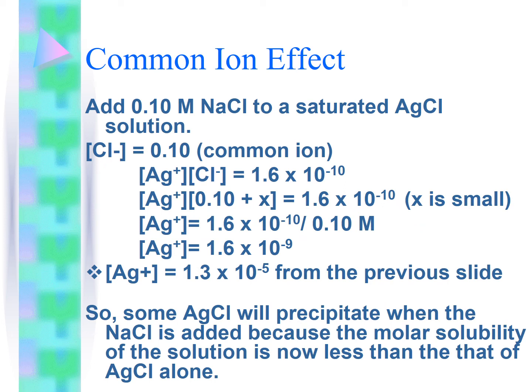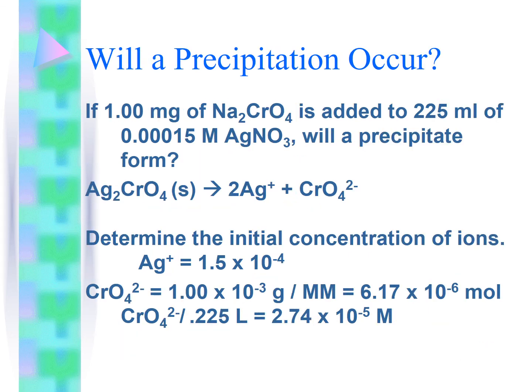Some of that silver chloride will precipitate when the silver chloride is added because the molar solubility of that solution is much less than the silver chloride alone. If you have 1 milligram of sodium chromate added to 225 milliliters of a 0.00015 molar sodium nitrate, we can see if a precipitate's going to form.